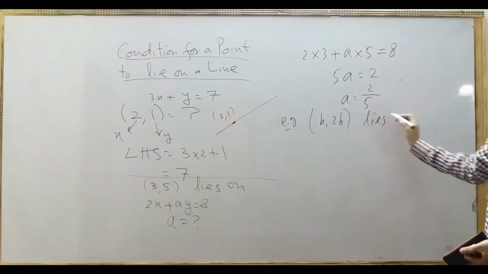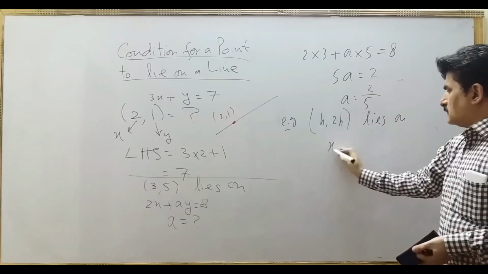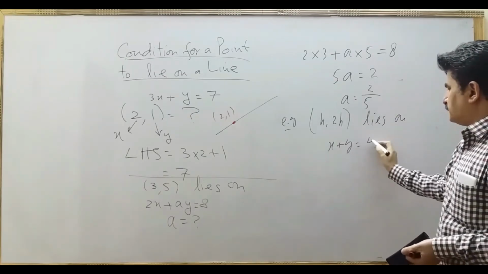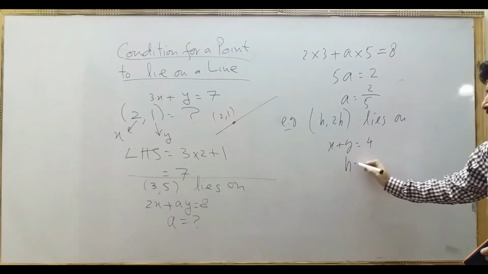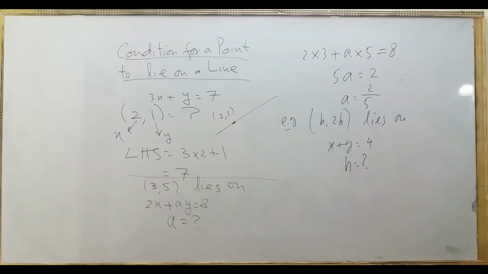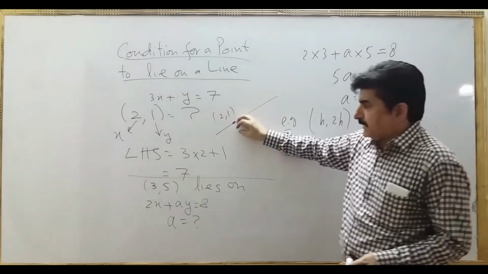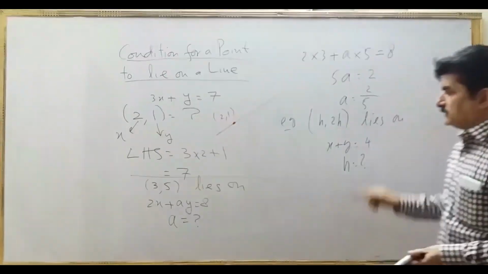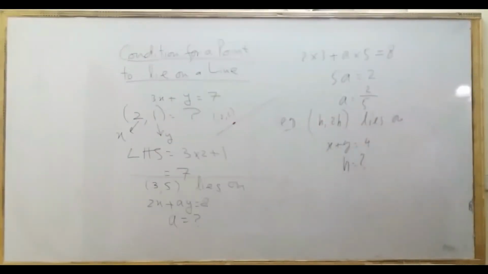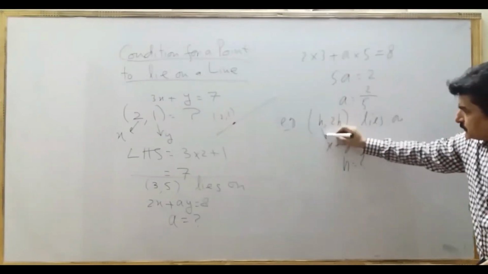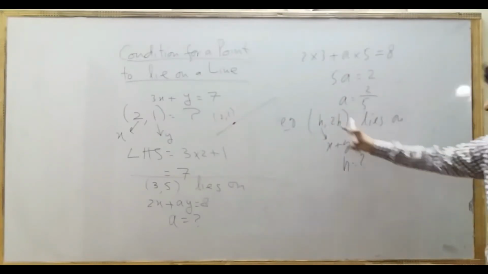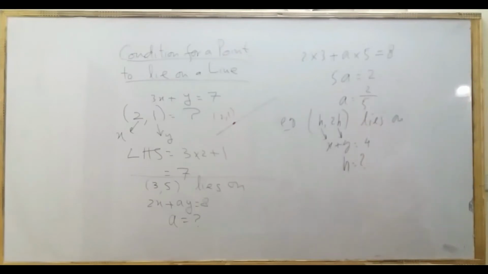lies on the line x plus y equal to say 4. Now find the value of h. Here you need this concept that when you are given that point lies on the line, it means you can substitute the coordinates of the point into the equation of the line. So you can substitute x by h and y by 2h.